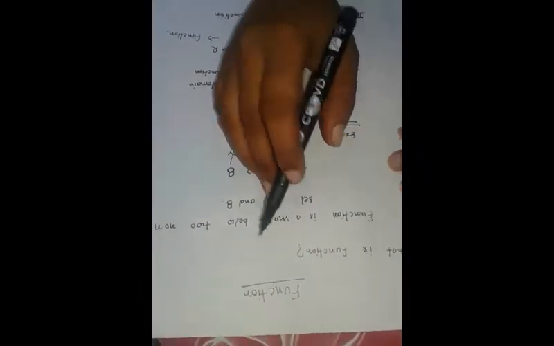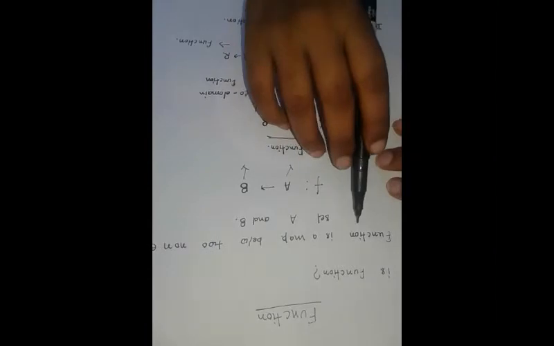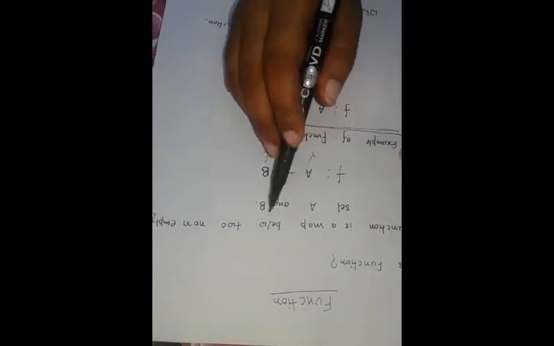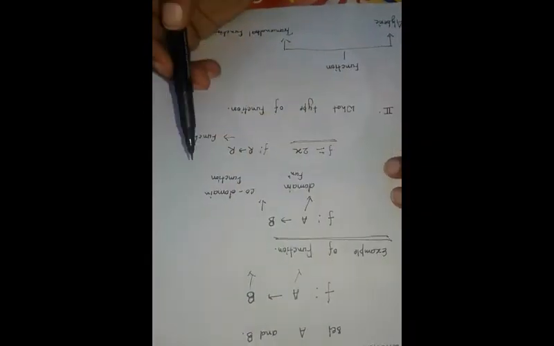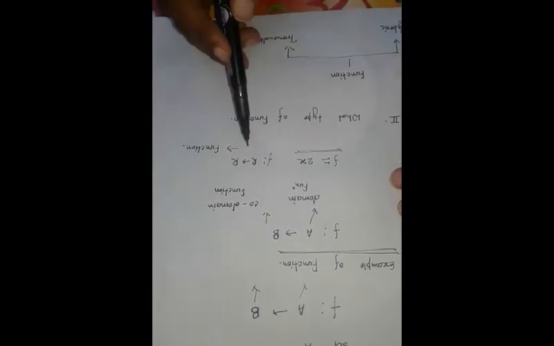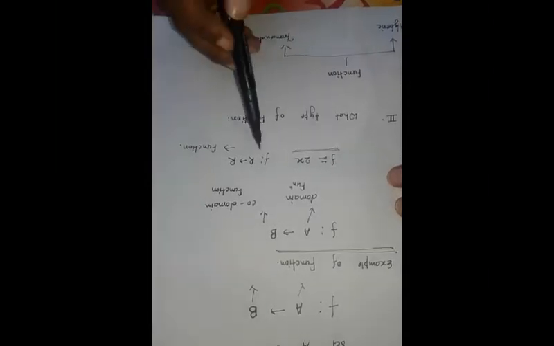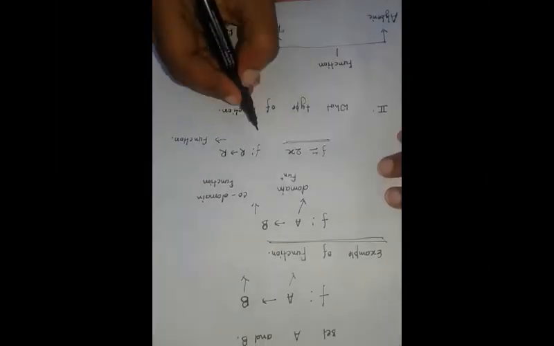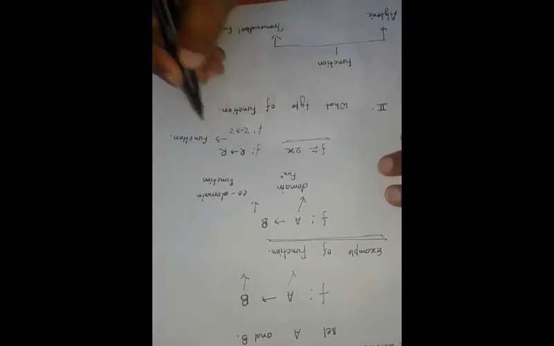Today we start with function. What is a function? A function is a map between two non-empty sets A and B. From A to B we draw a map, which is called a function. Examples of functions are f(x) = 2x, f: R to R, f: C to C, where C is the complex number, and f: Z to Z. These are all called functions.